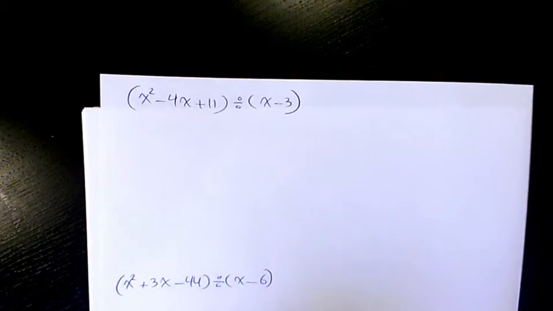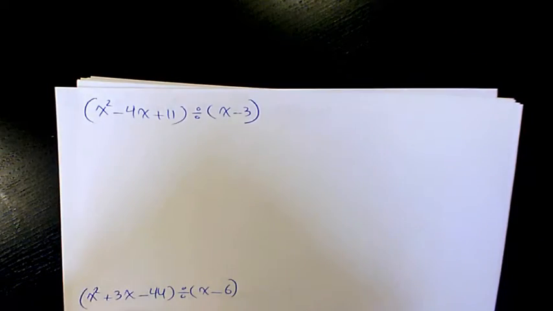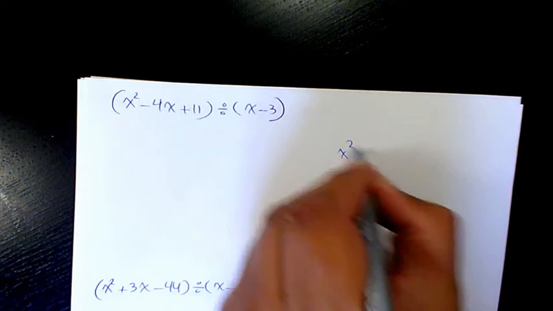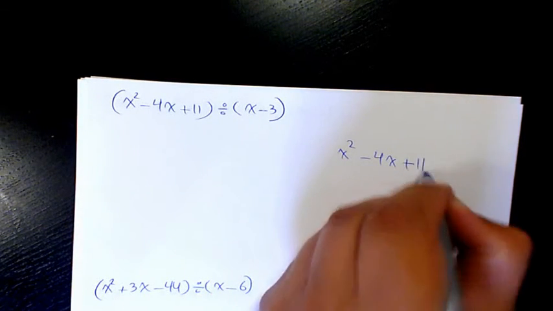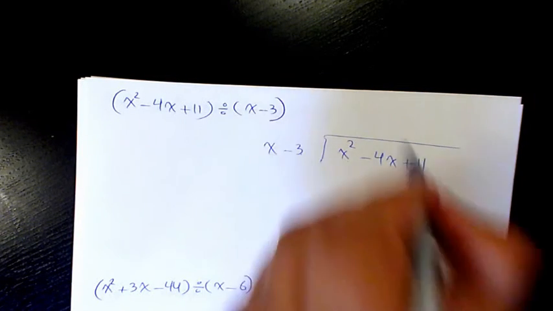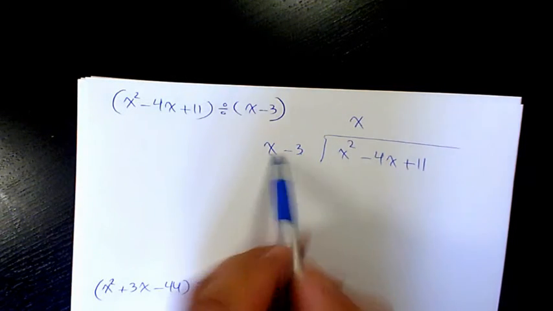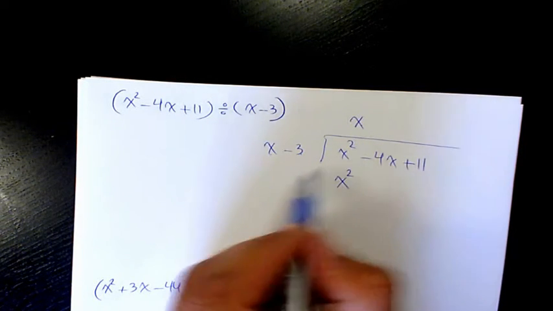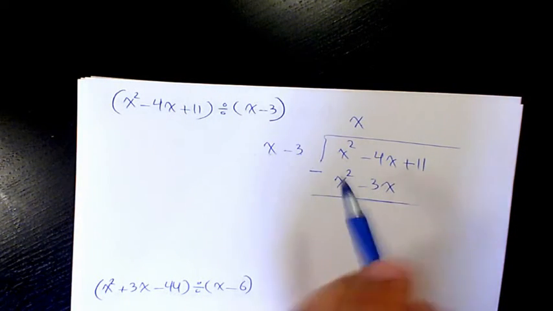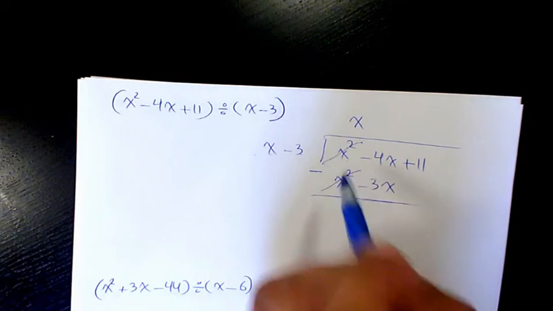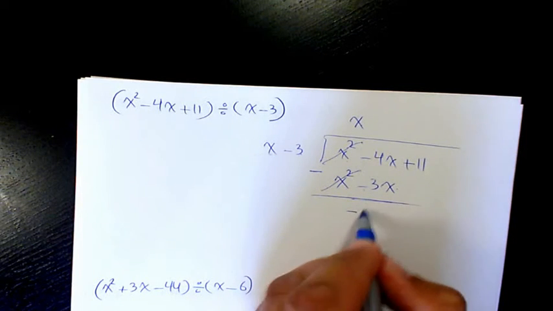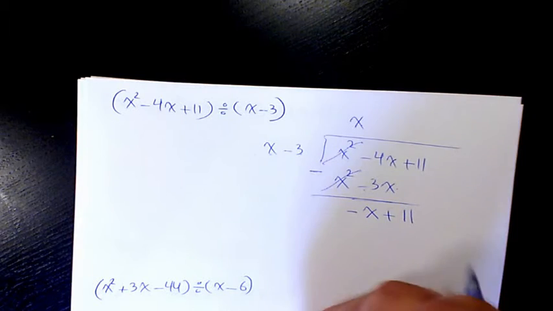Next example. We have x squared minus 4x plus 11 divided by x minus 3. So it's going to be x squared minus 4x plus 11 divided by x minus 3. So x squared divided by x is going to be x. x times x, x squared. x times negative 3, negative 3x. Then when you subtract it, x squared and x squared cancel out. Negative 4x minus negative 3x, that's going to be negative x plus 11.